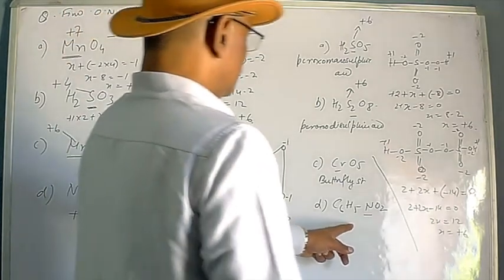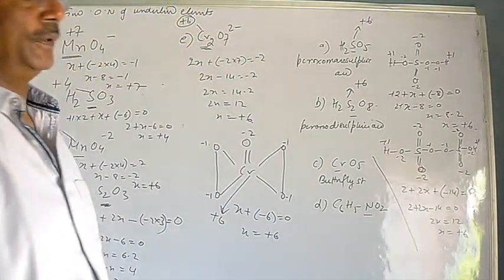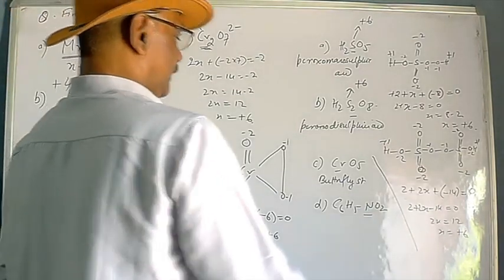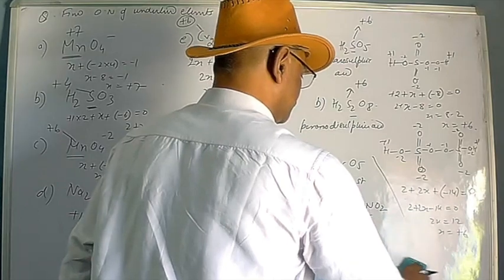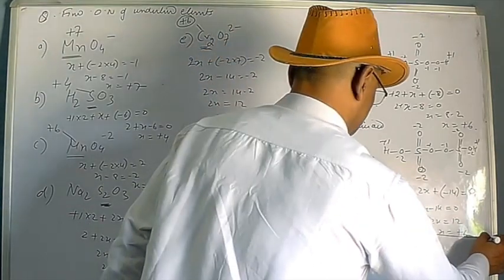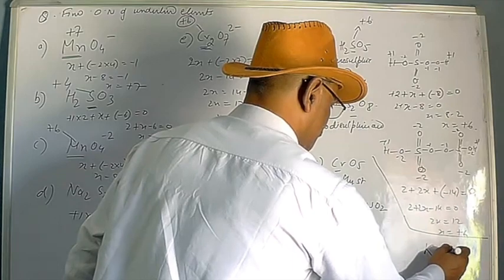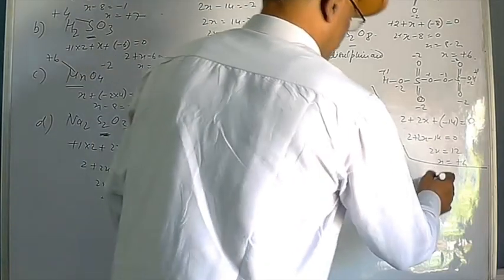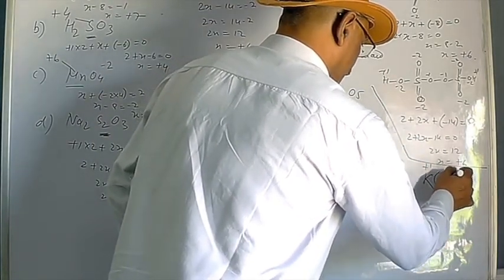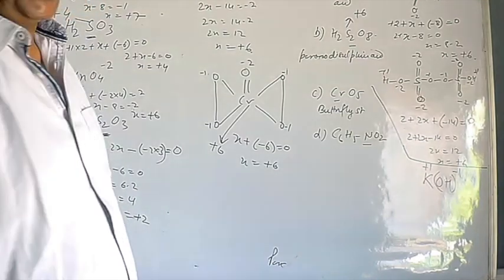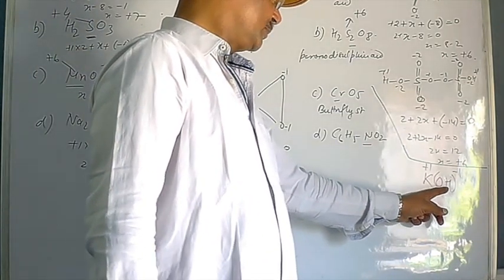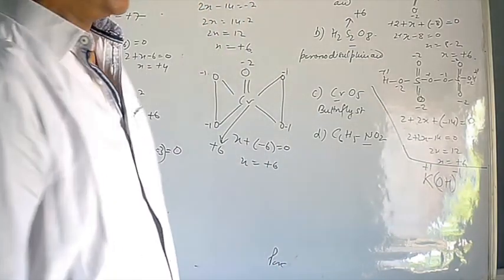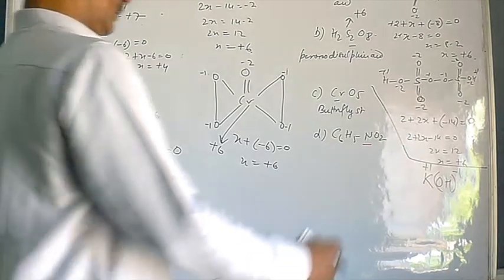And class, this one is a covalent compound, nitrobenzene, an organic compound. So how to find it out? For that, we'll take some other example. See here. KOH, it is called potassium hydroxide. If K is plus 1, then the total hydroxyl will be minus 1. Why? Because if O is minus 2, hydrogen is plus 1, minus 2 plus 1 gives you minus 1. So plus 1 and minus 1 will balance each other. So hydroxyl as a whole has charge minus 1.